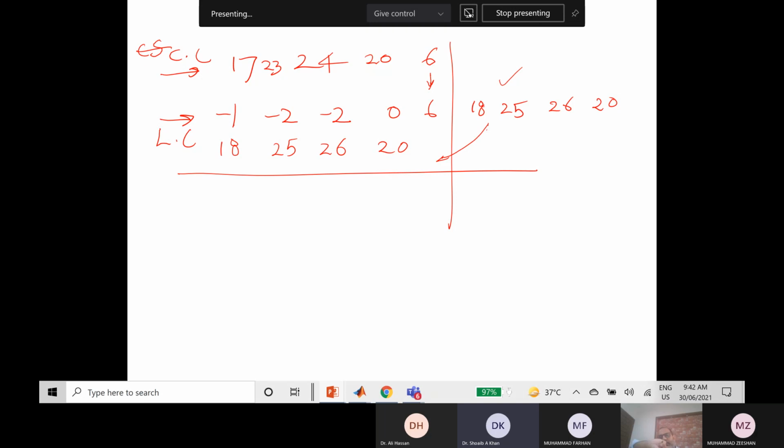So this is the effect of the samples coming back into the picture, that they are actually corrupting your linear convolution in a very systematic manner. तो ये सारे के सारे इसमें आगे add हो जाएंगे. So 18 minus 1 is 17, 25 minus 2 is 23, 26 minus 2 is 24, 20 and 6, which is the answer of the circular convolution.